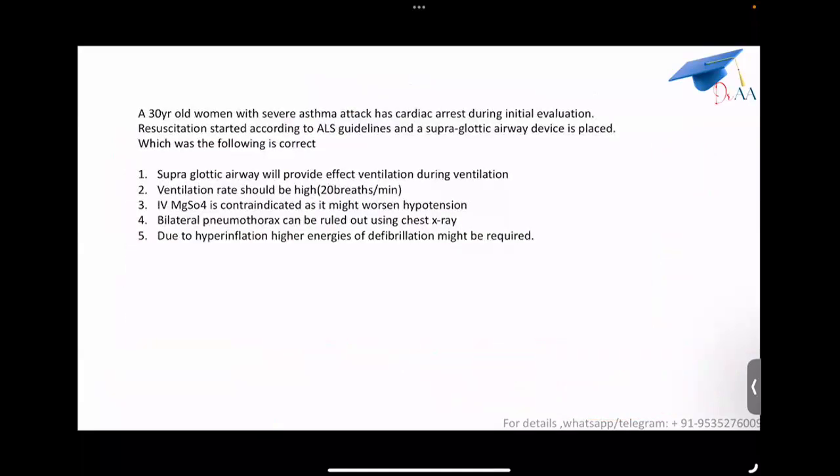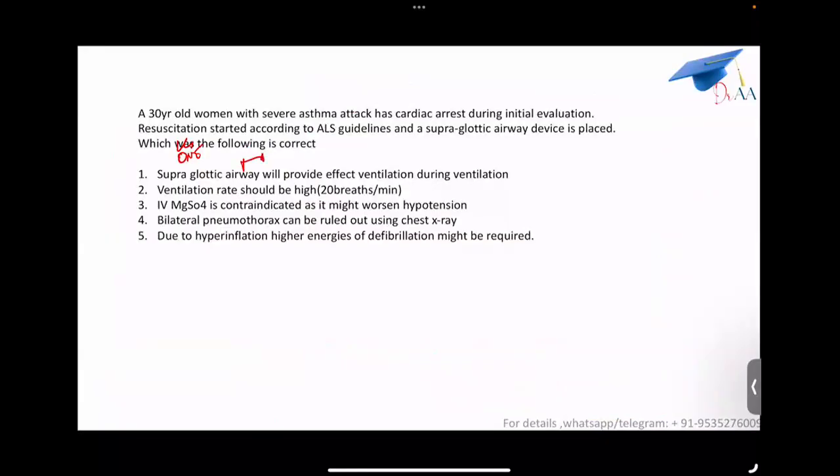We have a 30-year-old woman who has presented with a severe asthmatic attack, went into cardiac arrest during initial evaluation. Resuscitation started according to the ALS algorithm, supraglottic airway device in place. Which one of the following is correct out of the options given? Supraglottic airway will provide effective ventilation during ventilation.